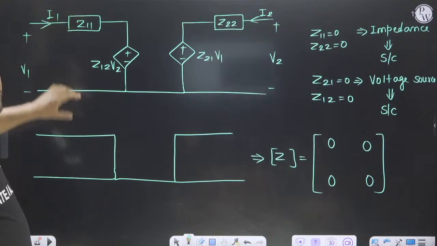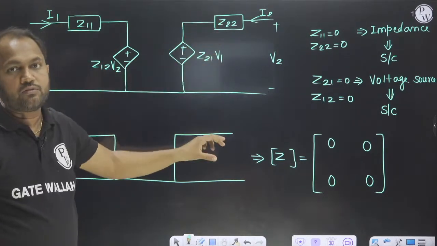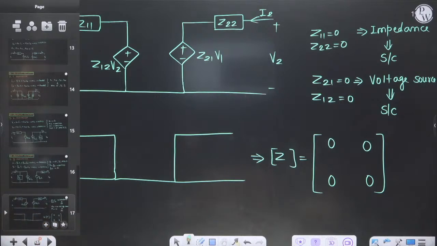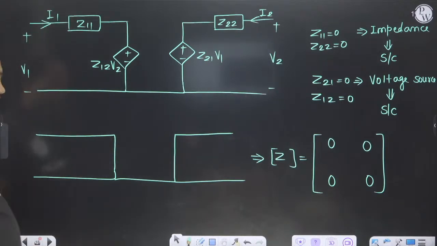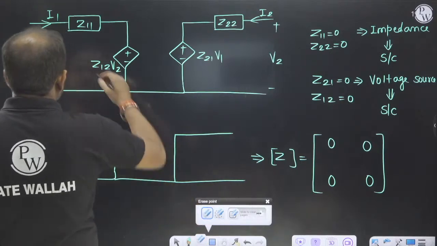So this one 0, short circuit. This one 0, this one 0, this one 0. You will think like this. If something is written like this, you will understand. Now you can do the question.